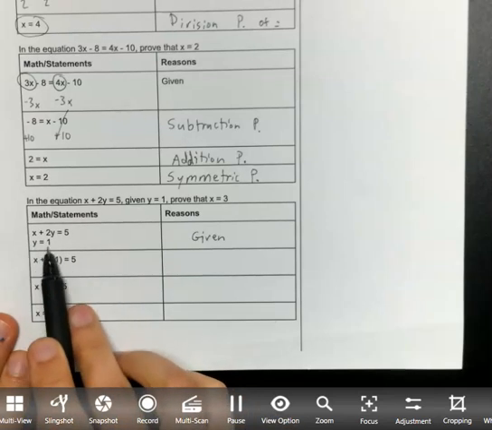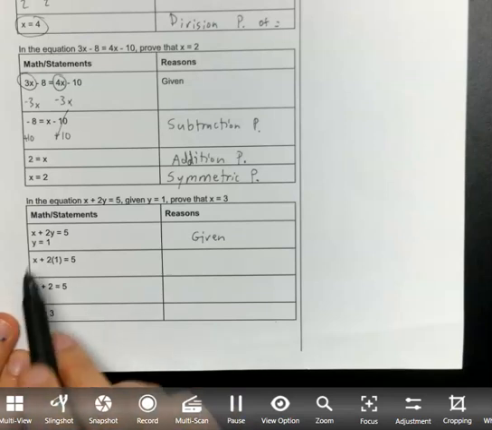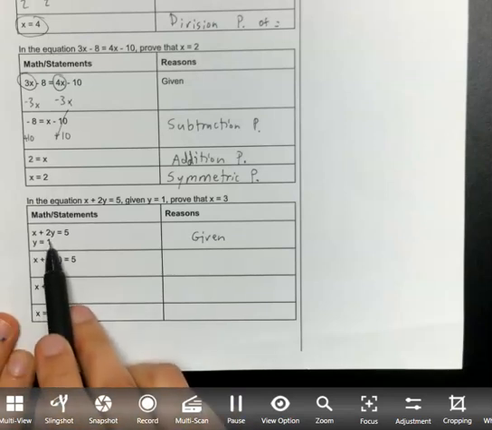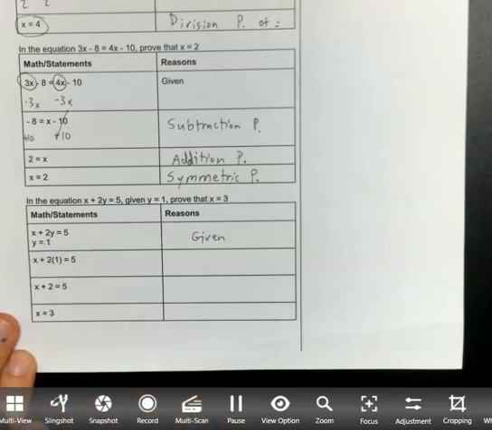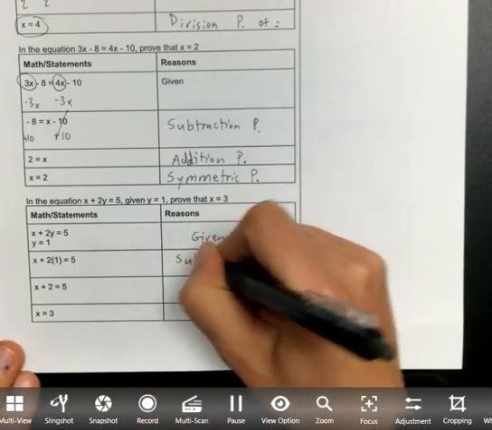Okay, next, what did they do? Well, y equals 1, instead of a y, they put the 1 there. Well, what are you doing? What is that called when you're putting the number in where the letter was? That's called substitution. So we did substitution property.